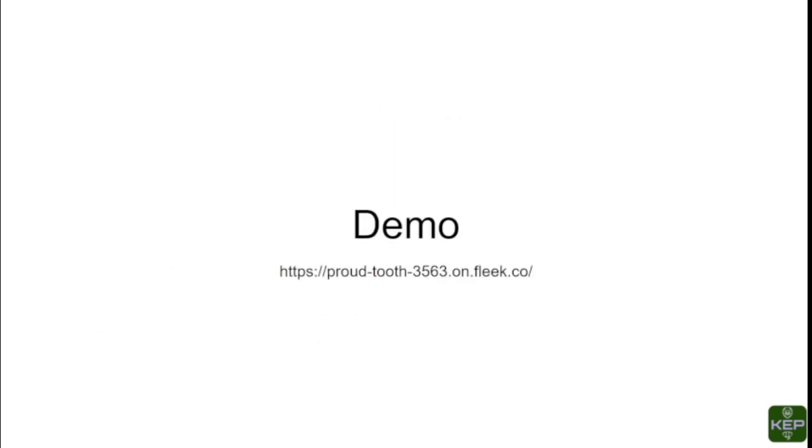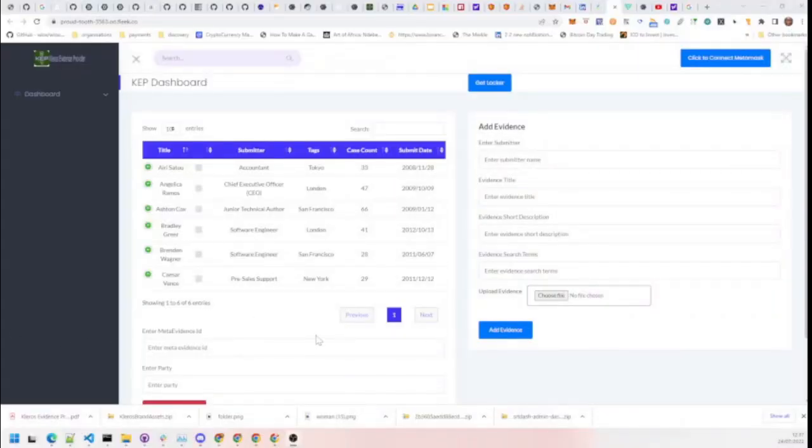And so for a demo, this is the KEP UI. Yeah, this is the dashboard. So we have the ability to add evidence, and the evidence is basically uploaded here, right? So you add the file here, you put some search terms here, a short description, a title, and then submit a name. These are all findable via the search field here. And once that entry has been done, it'll then be reflected in this table over here, whereby the title, the submitter, the tags associated with the case count, and the submission date will all be shown.